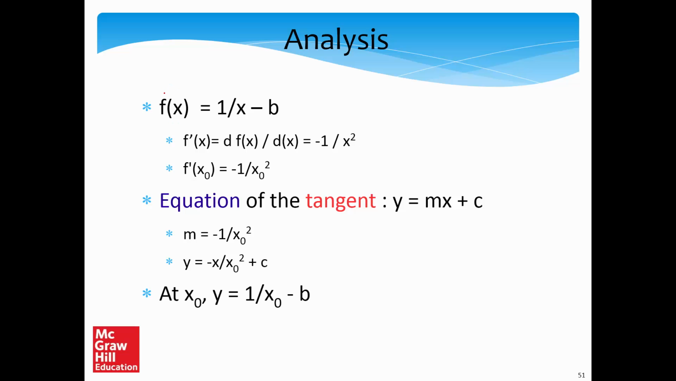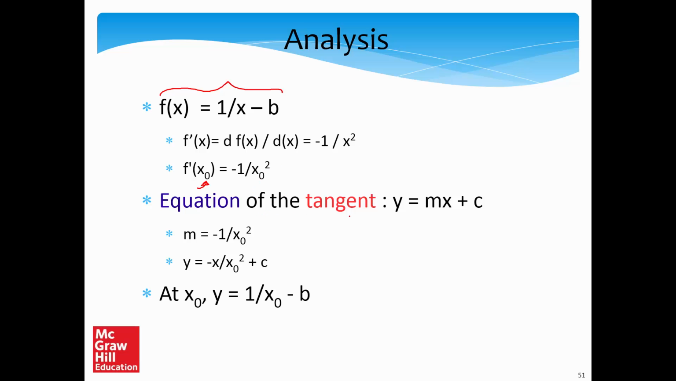So recall that my equation was f(x) = 1/x - b. Computing the tangent means finding the derivative at some point x, wherever we want to compute the tangent. So f'(x) is df(x)/dx, which in this case is -1/x². So at x0, the derivative of the curve is -1 divided by x0².